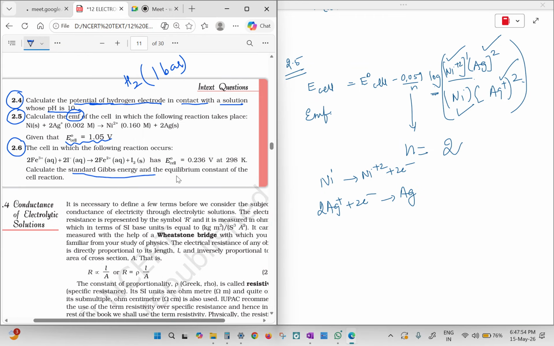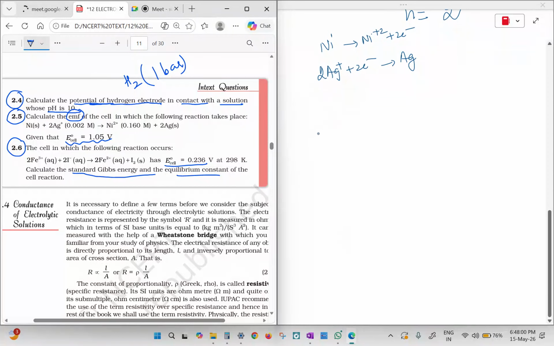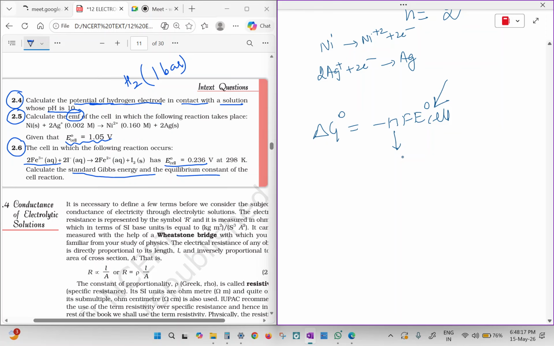Okay, the next question is also a regular trivial question. Standard Gibbs energy and the equilibrium constant, you are given E naught of cell. We have got direct relationships for that, so we don't have to worry. Del G naught is equal to minus nFE naught of cell. E naught of cell is given. Look at the equation. Get the n value. What is n value in this case? 2. Fe3 plus is becoming 2 again. Any problem with that?